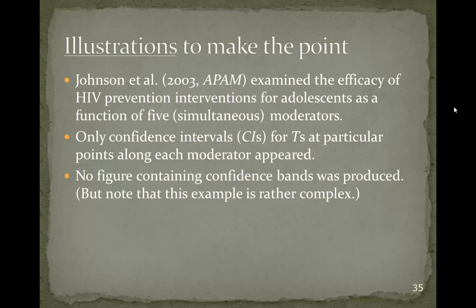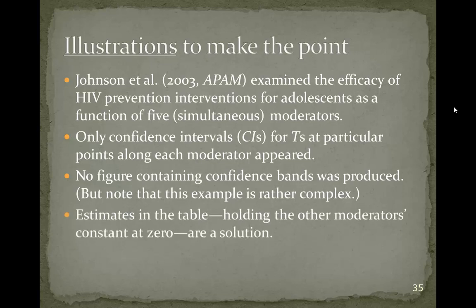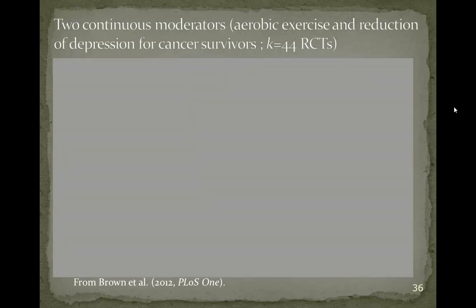There was no figure containing confidence bands, but that example is really complex, and using any kind of confidence bands around regression lines probably wasn't in the cards for us. So the estimates in the table, as I described, holding the other moderators constant at 0 or at their means, is the solution. Here's another example.